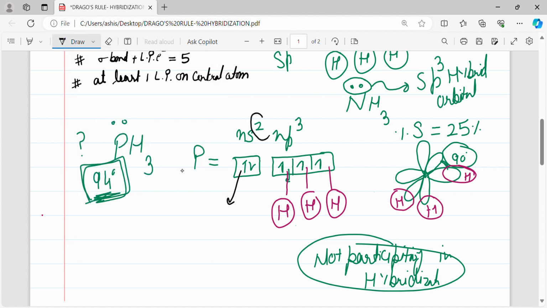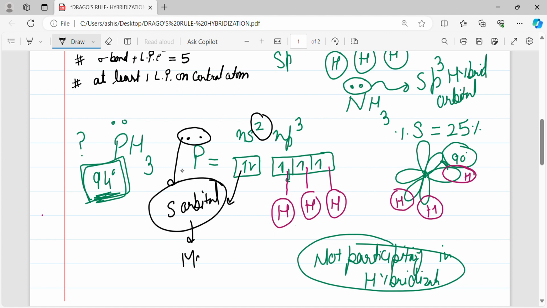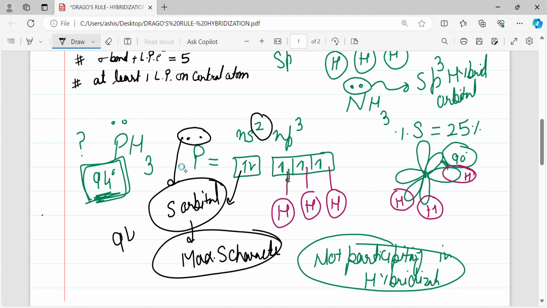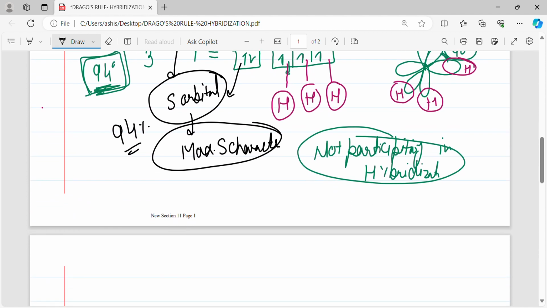So no need to consider hybridization. Now, where are these lone pairs present? Means lone pair are present in which orbital? So we can say lone pair are present in s orbital. So the lone pair of P in PH3 are present in s orbital, which has maximum s character, approximately 94% s character.